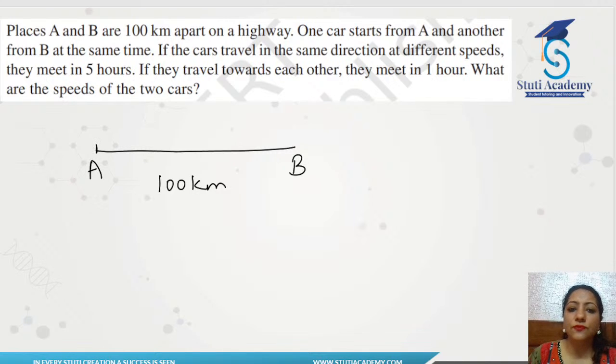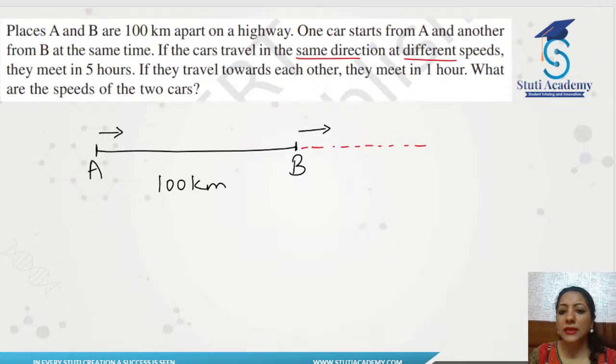One car starts from A and another car starts from B at the same time. If the cars travel in the same direction at different speeds, let us say that they are both moving towards the right hand side. Their speeds are different, and they are moving in the same direction in the first case. When they keep on moving like this, let's say that they are meeting somewhere at point C after 5 hours. That's given to us in the question.